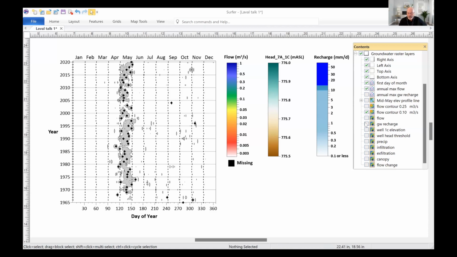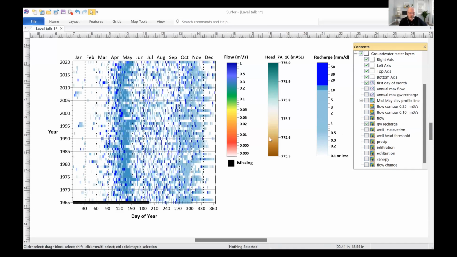Okay, if I turn off the contours and the flow and the maximum, and I turn on my groundwater recharge, there's that. Now I see there are 4 distinct periods of recharge. There's the winter months, January, February, March. We get April, May, spring snowmelt. And then June through September, we get this pattern of short duration recharge taking place. Come October, we see that there's this smearing effect.